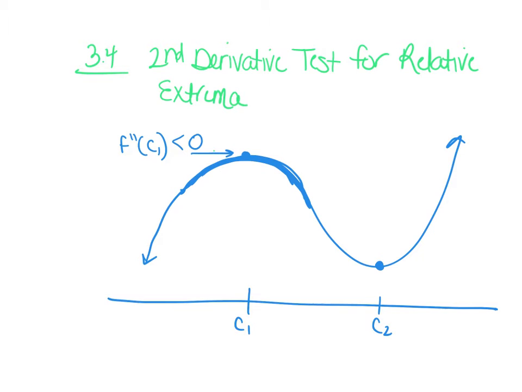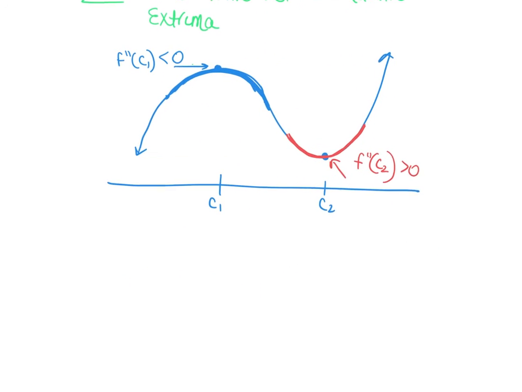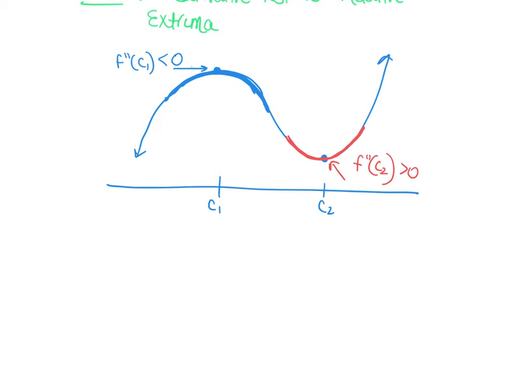Meaning that must be a relative max. Over here, if I plug critical value number 2 into your second derivative, you're going to see that it's positive. Okay, it's concave up. Again, notice what you have there is a relative min. So this is what our second derivative test is all about. So let's go ahead and actually do a problem with this.